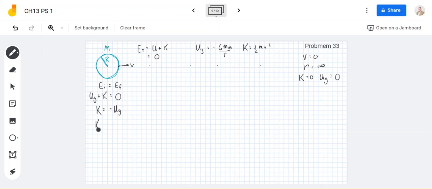So the escape energy is going to be equal to negative GMm all over R. And I'm using R this time because we're talking about the radius of the planet and not just an r vector, which is the distance. So this would be the escape energy for any planet. And now what we're going to do is compare the escape energy from Earth to the escape energy of the Moon.